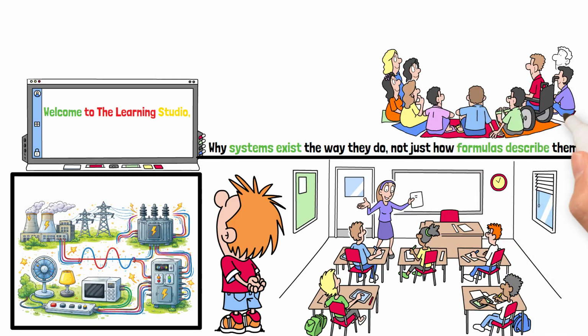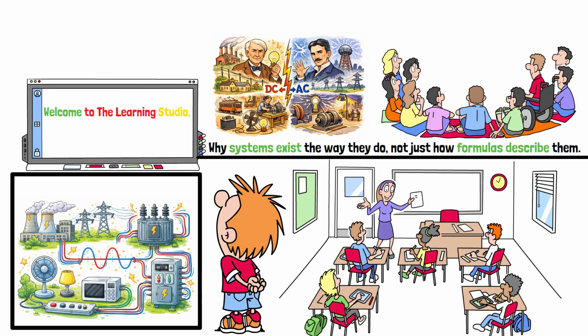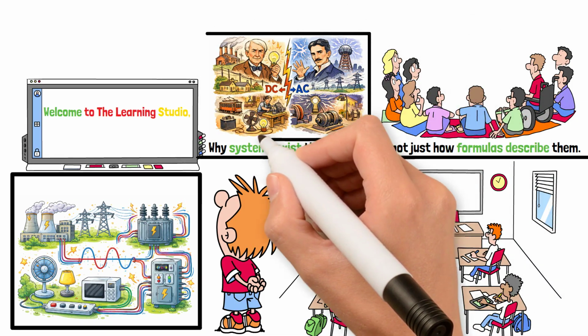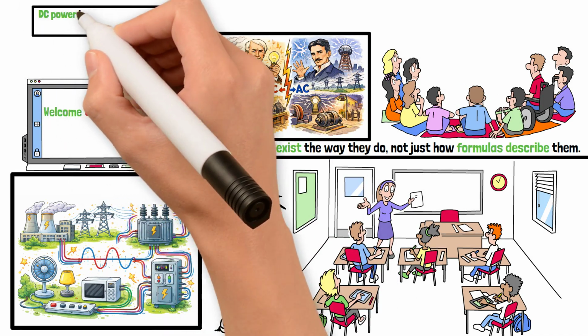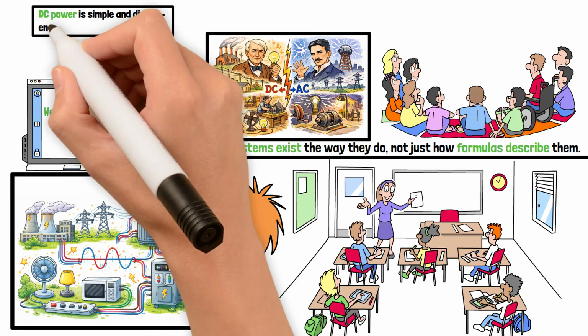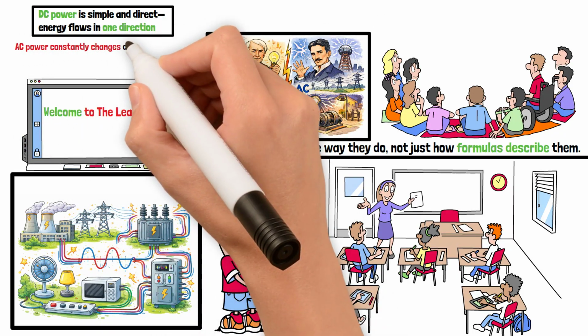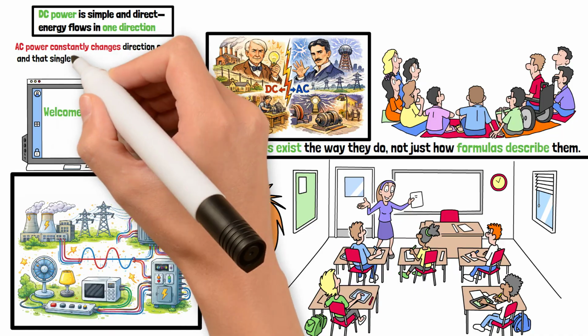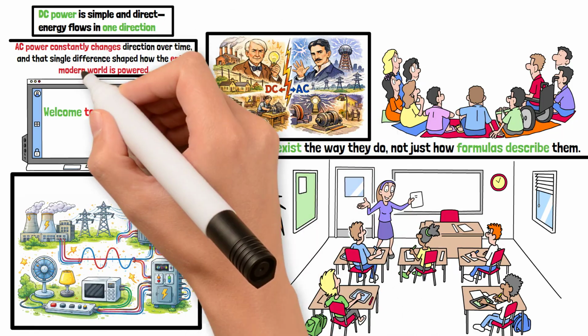Most people think the difference between AC and DC systems is a purely technical distinction taught in electrical engineering classes, but in reality, this difference emerged from very practical needs, long before it became academic theory. DC power is simple and direct. Energy flows in one direction, while AC power constantly changes direction over time, and that single difference shaped how the entire modern world is powered.